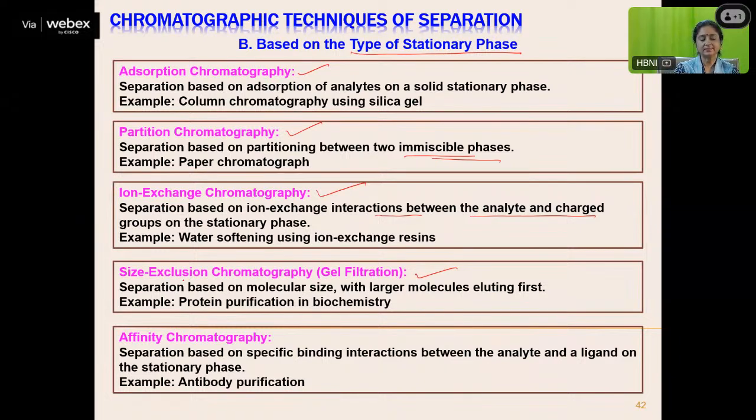Size exclusion or gel filtration: this separation, as the name suggests, is based on molecular size, with larger molecules eluting first. It is used for protein purification in biochemistry. Then affinity chromatography: this separation is based on specific binding interactions between the analyte and the ligand on the stationary phase, for example, antibody purification. These are the various classifications based on the stationary phase.